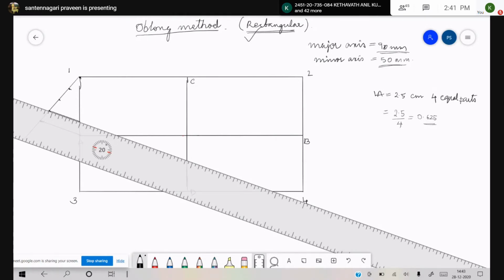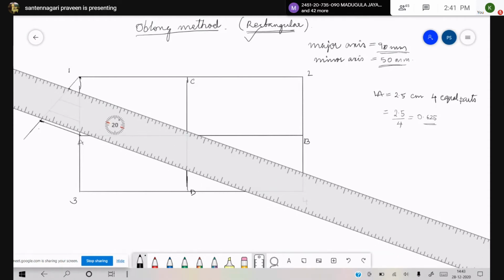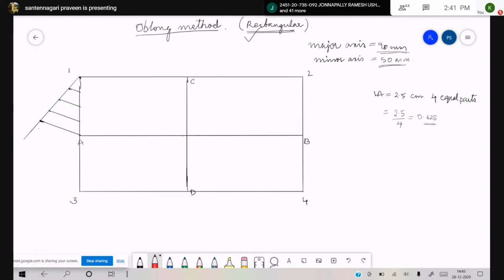Next, again move it parallel to this point and draw a parallel line. Next, move it again to this point and draw a parallel line here. Finished. So these are the 4 divisions that you have drawn.